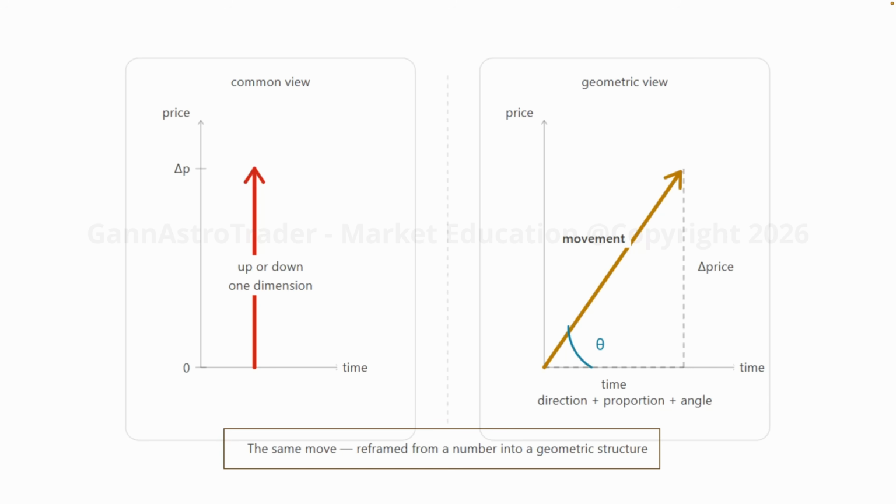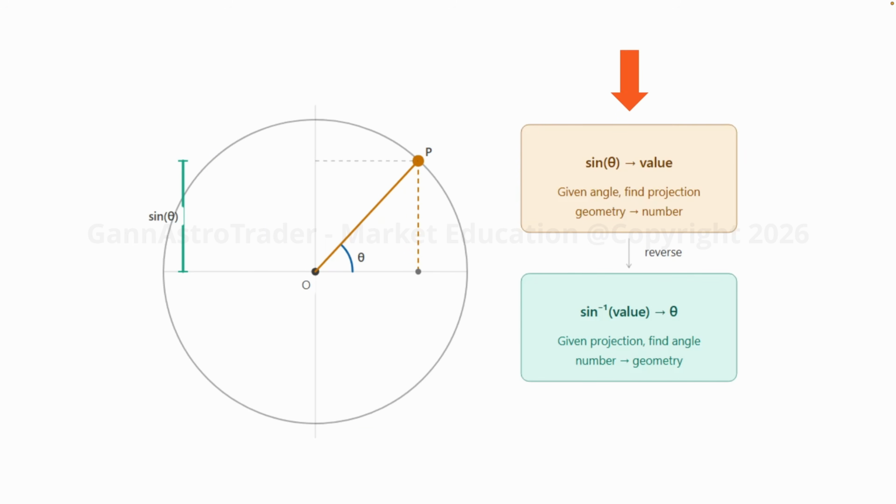In reality, every movement has direction, proportion, and structure, which means it also has an angle. The moment you introduce angle into the analysis, you move from simple observation into geometry. The sine function comes from the geometry of a circle. It is not an arbitrary formula. It is a relationship between a point on a circle and its projection. When you apply sine inverse to a value, you are essentially asking one question: what angle produces this movement?